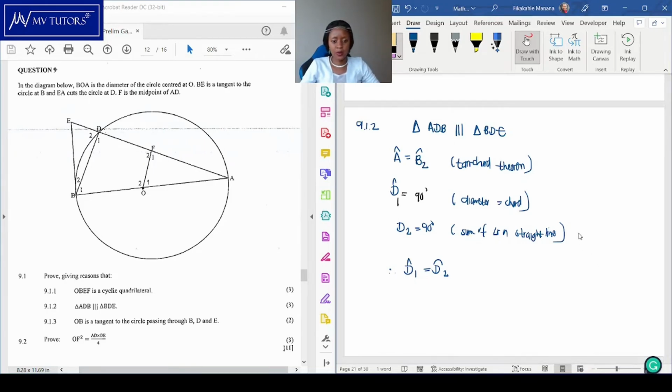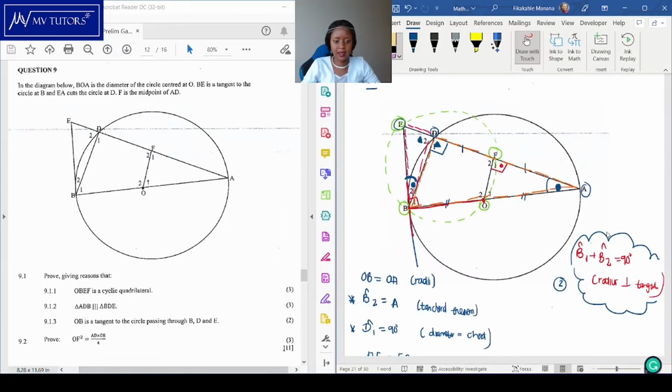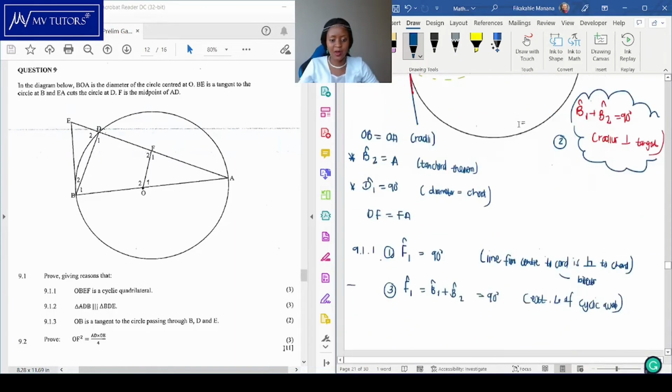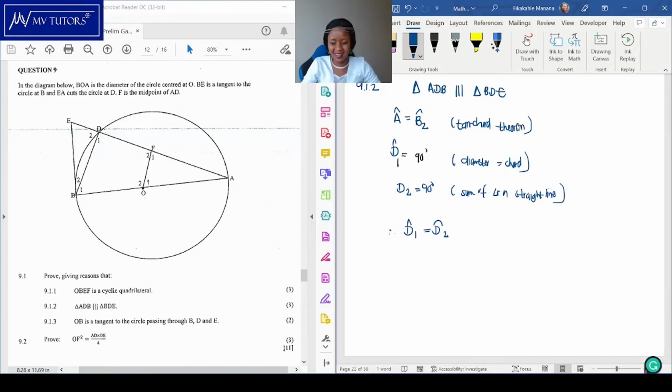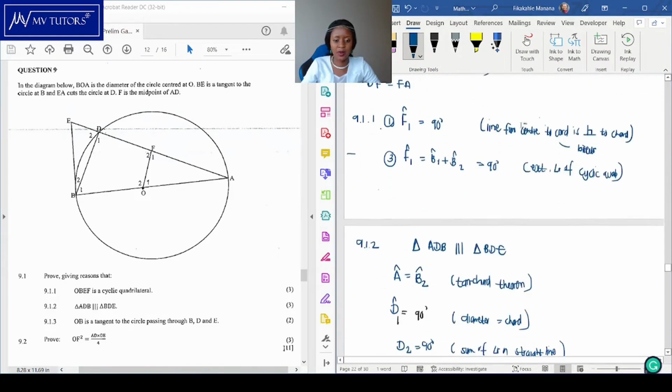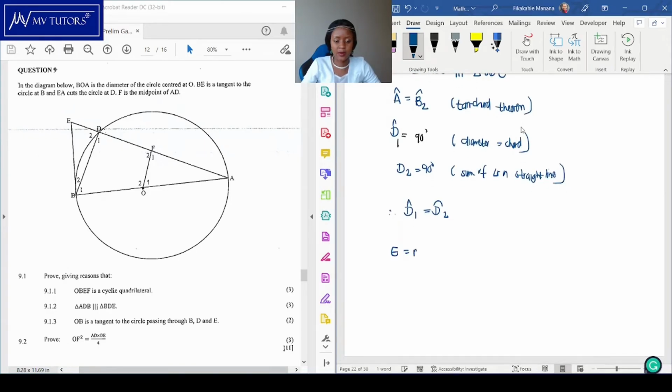So we've shown that A is equal to B2, and we've shown that D1 is equal to D2. Now the last one, E. E can be equal to B1. Once you've reached here, you can conclude that because you've solved two other angles, the last one will be equal by the sum of angles in a triangle. But if you want to see how E is equal to B1, you can stick around, otherwise you can fast forward. So let's prove this one: E is equal to B1.